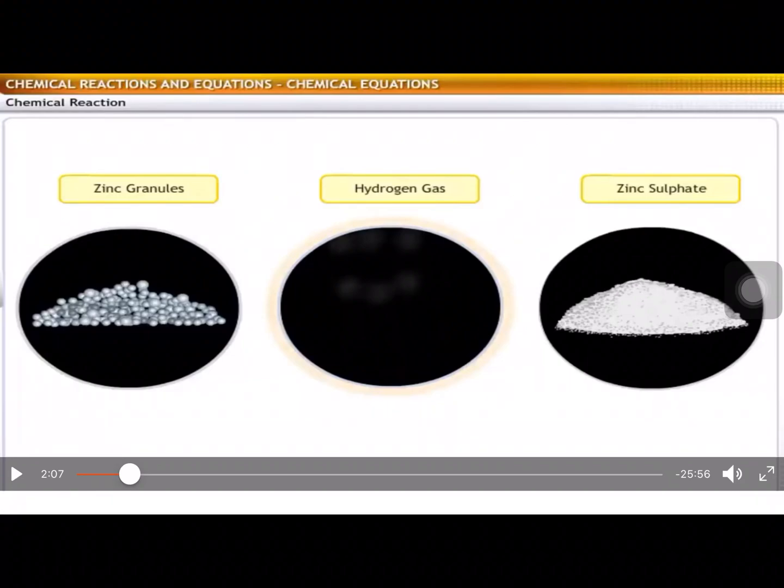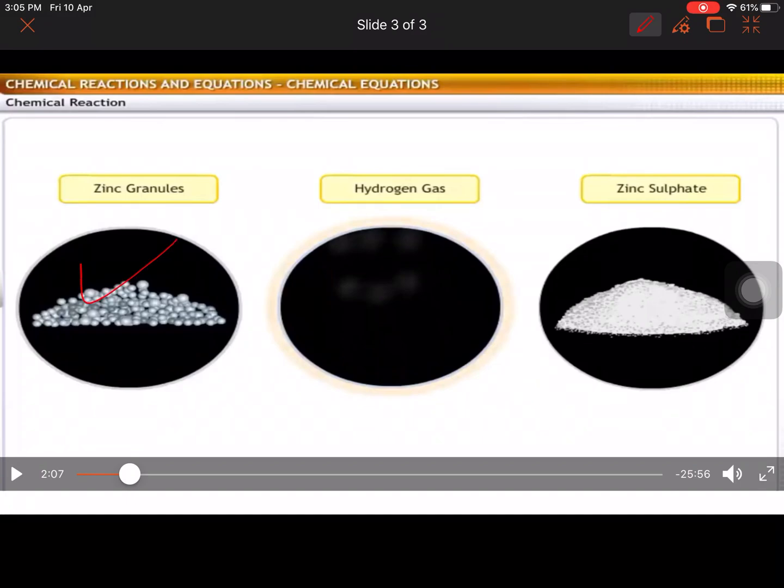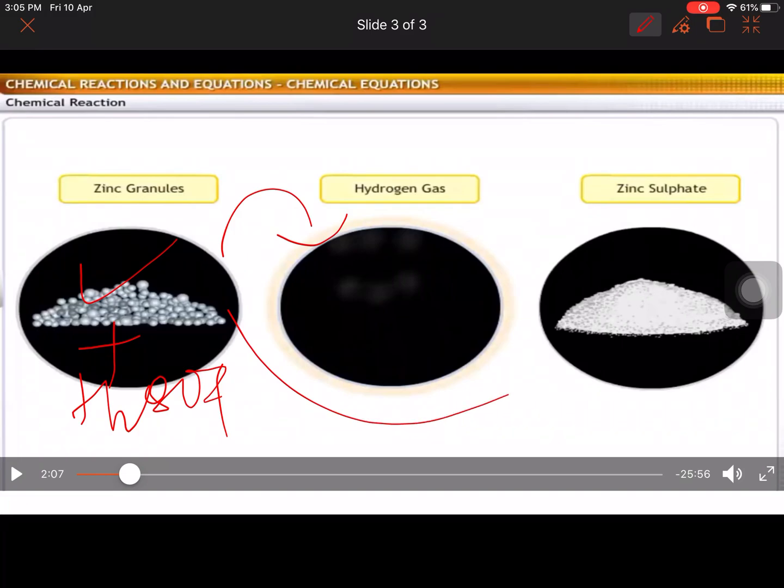This is Satyan Mahajan. In the last video we were discussing chemical reactions, and the reaction of zinc in sulfuric acid. I told you that metal plus acid gives hydrogen gas and the salt, a metallic salt. Here you can see zinc granules plus sulfuric acid, H2SO4, give hydrogen gas and zinc sulfate salt, right?